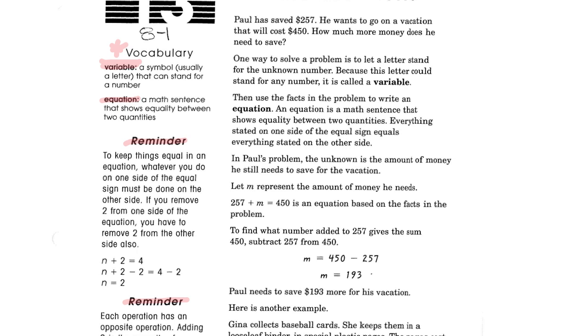Also, a reminder, each operation has an opposite operation. Adding 2 is the opposite of subtracting 2. Dividing by 7 is the opposite of multiplying by 7.